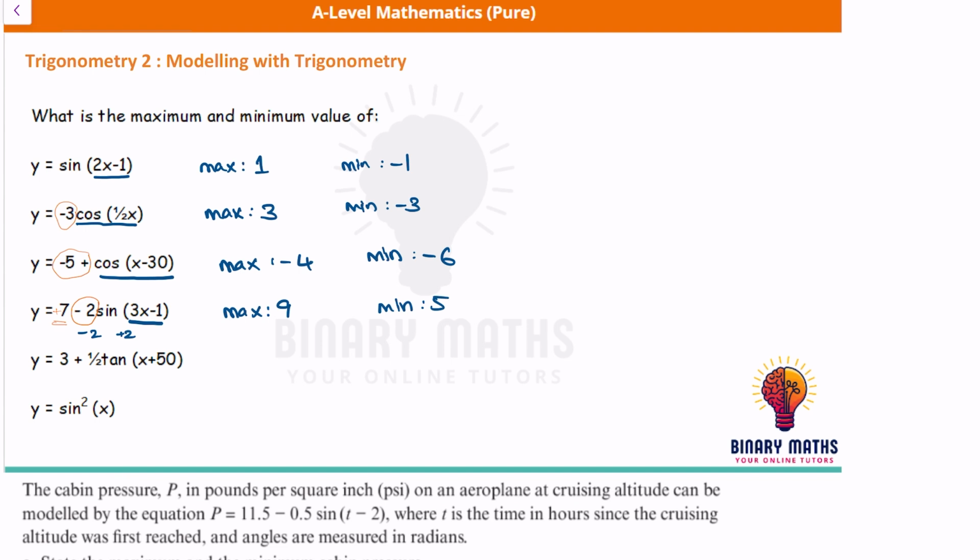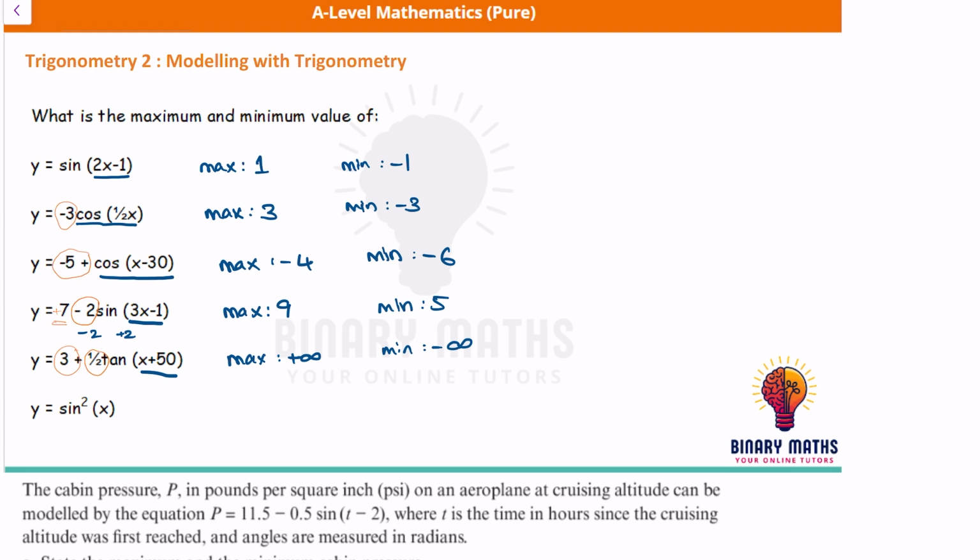Okay, next one, tan x. Remember, this affects the x, so that's unrelated, as in it doesn't change the y value maximum and minimum. The thing about the tan graph is, remember, it goes from negative infinity to positive infinity. So if you times by half first and then add 3, it doesn't really change the maximum and minimum. It's still going to go from positive infinity to negative infinity. It's just a stretch and a translation, so it doesn't change anything really.